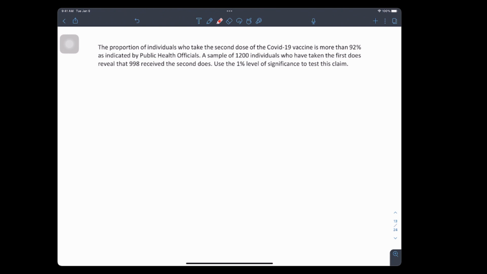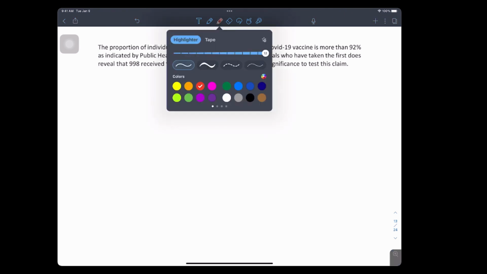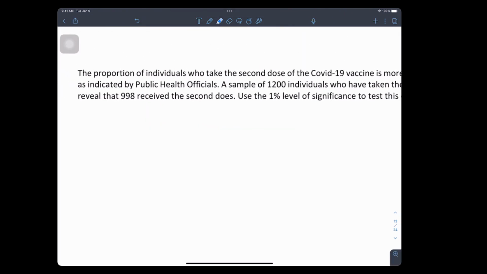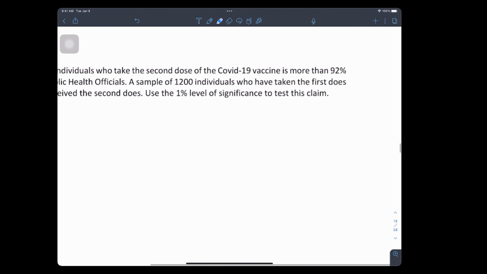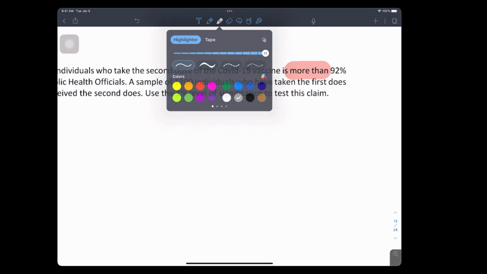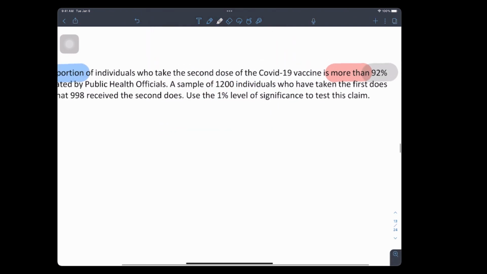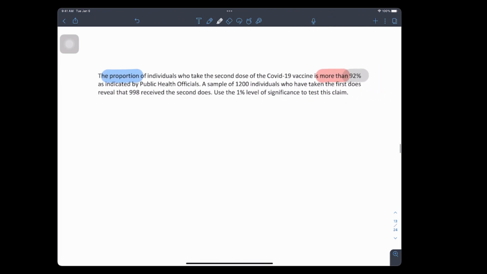You say, what's the next one here, ladies and gentlemen? Take a look. This one's going to be what? The proportion of individuals who take a second dose of COVID is what? Is more than what? 92%. As indicated by public health officials. So what does that P stand for? And more than is greater than. So P is greater than 92%, and then that is the claim.